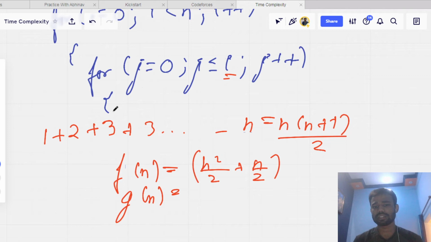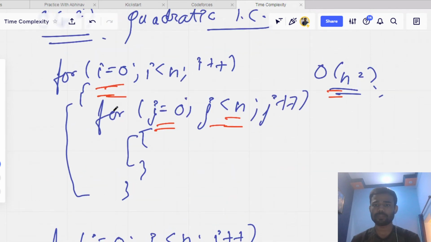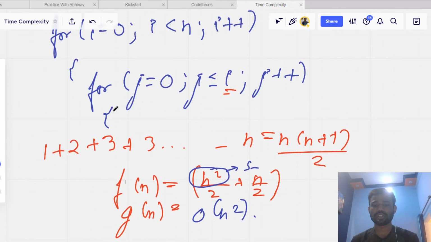This is the function. And I have already told you that we always have to take the term which has the highest significance in the particular function. So n square here has the highest significance. No other term has more significance than this. So the time complexity of this function will be O(n square) again. This particular function is O(n square), and for this function also it is not other than O(n square).